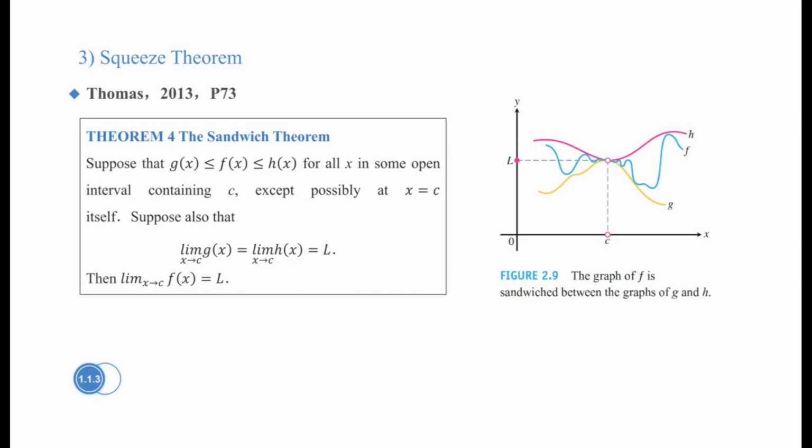Finally, there's one more useful theorem for limits that are hard to find directly. This is the squeeze theorem, also called the sandwich theorem. The idea is that if one function is trapped between two other functions, and both outside functions approach the same value, then the middle function must approach the same value too. So, if g(x) is below f(x) and h(x) is above f(x), and both g(x) and h(x) approach L, then f(x) also approaches L. This is useful when the function looks complicated, but we can squeeze it between two simpler functions.